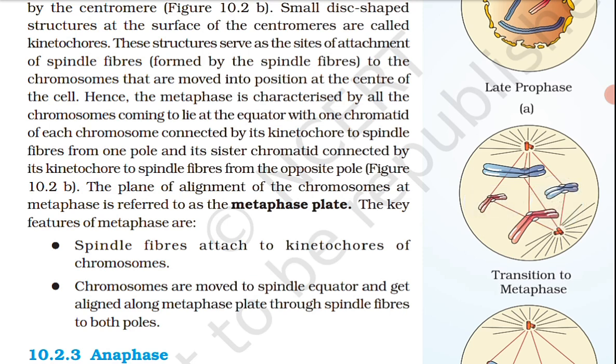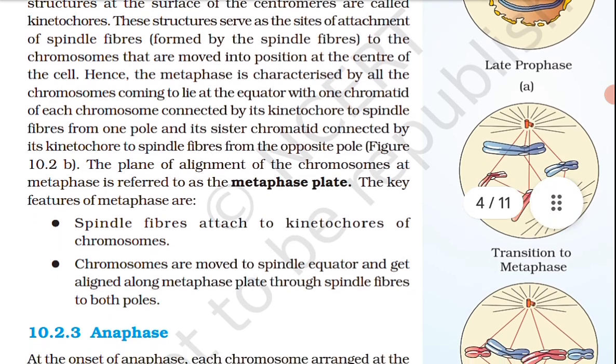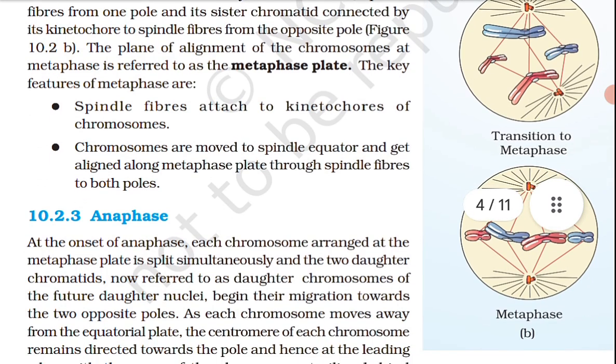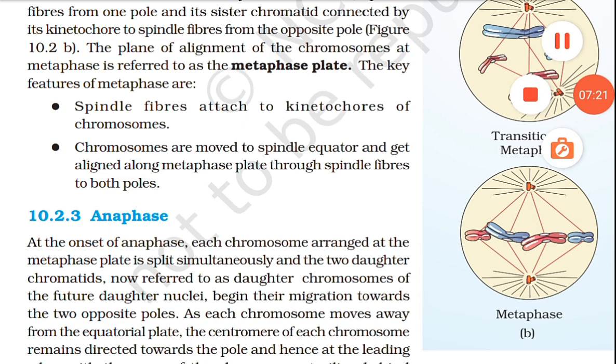Nuclear envelope develops around the chromosome clusters at each pole, forming the two daughter nuclei. Nucleolus, Golgi complex and endoplasmic reticulum are reformed.